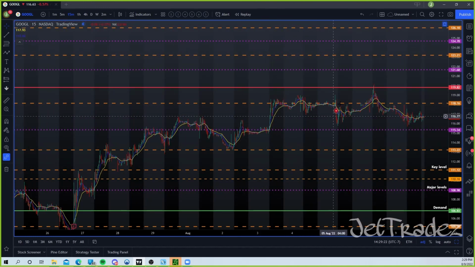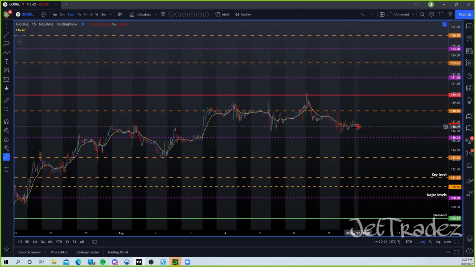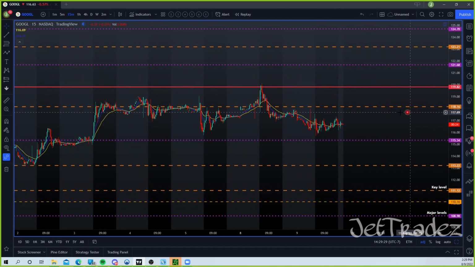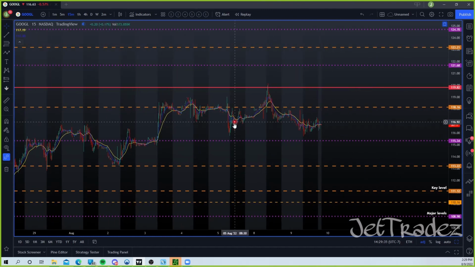This big level, there's nothing in between there. This is a chop zone, 118 to 115.34. If it breaks 118.16, I'll take calls. If it breaks below 115.34, we take puts. How do we know the chop zone? Because we didn't have anything here.